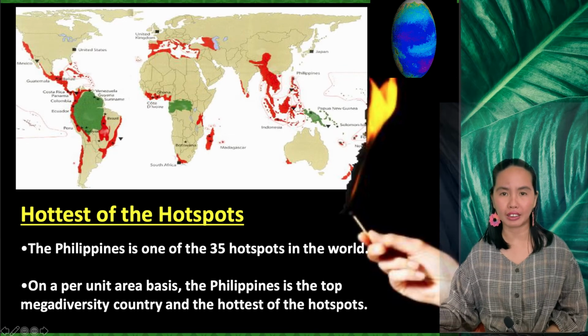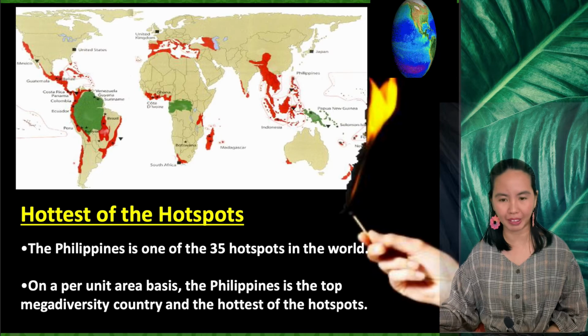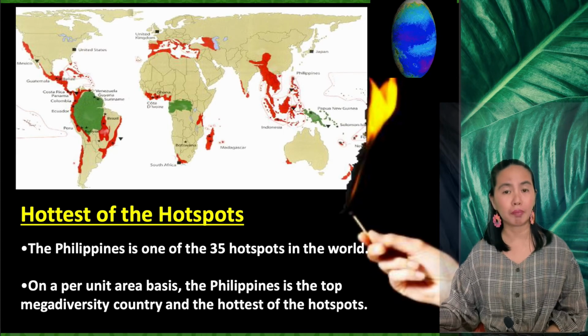Hottest of the hotspots. The Philippines is one of the 35 hotspots in the world. On a per unit area basis, the Philippines is the top megadiversity country and the hottest of the hotspots.